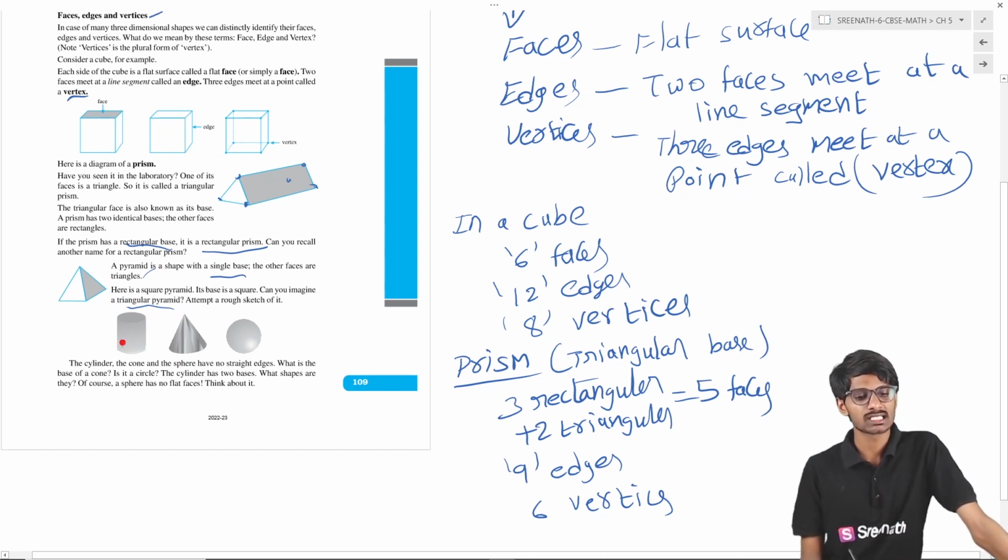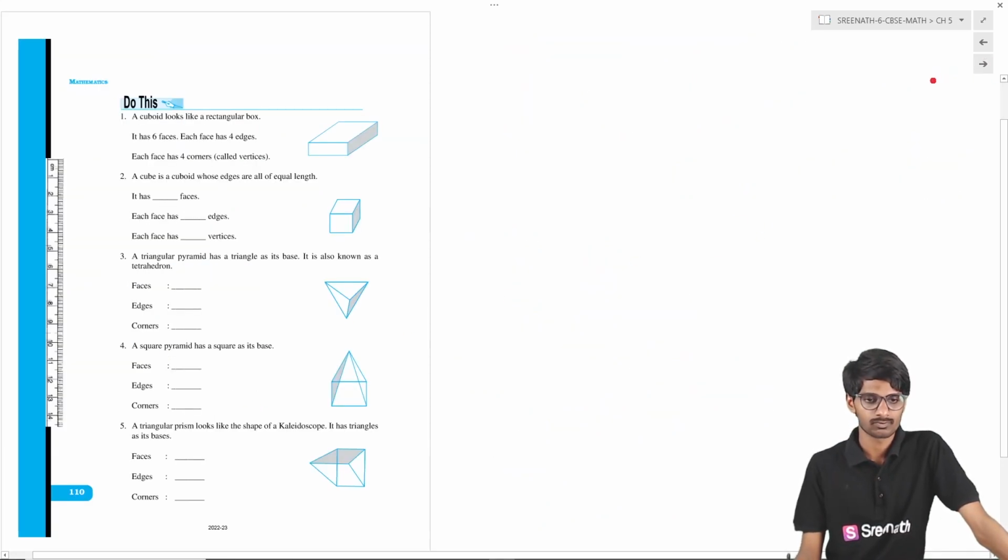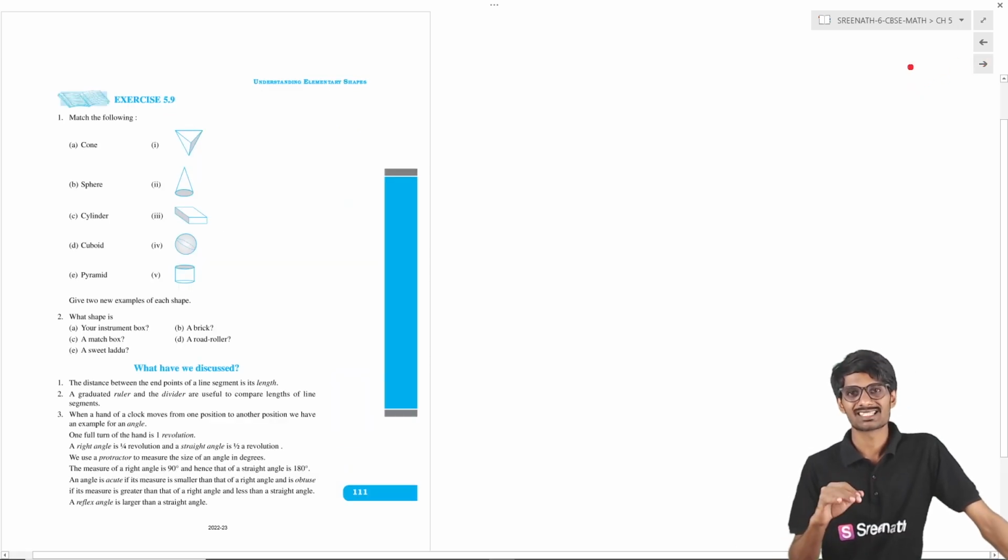So this is a cylinder shape, a cone shape, a sphere shape. These do not have edges, vertices, or faces. Okay, students. The cylinder has two bases, and the cone has one base. So that's it, students. That is all about three-dimensional space. So finally, our chapter is completed, students. Chapter completed.